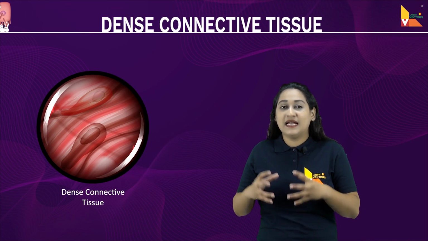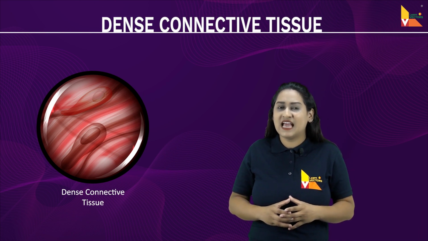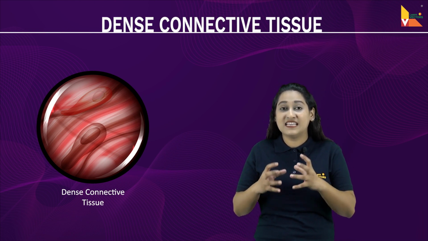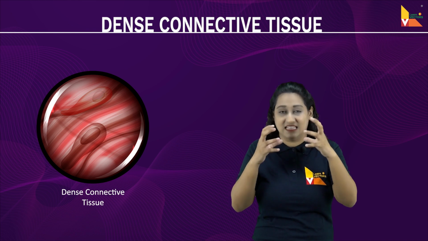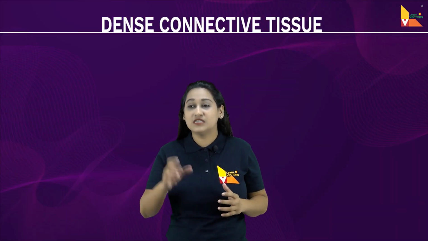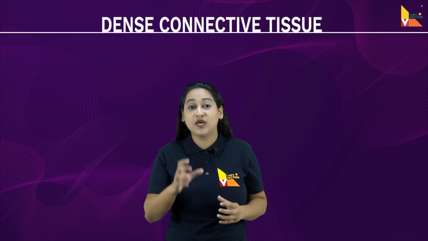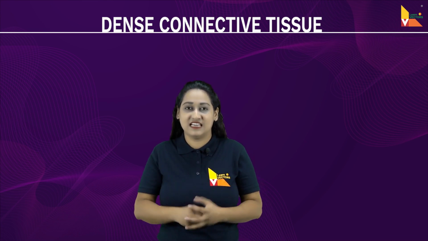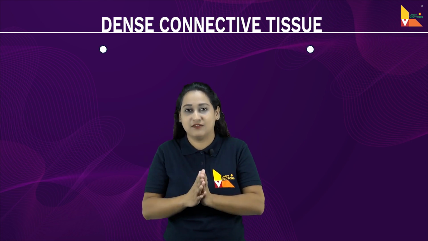Moving on to the second section, dense connective tissue, the second type. What do you mean by dense connective tissue? What did I say about loose connective tissue? I said that the cells are loosely arranged. And why do we use the term dense connective tissue? Because the cells are densely arranged. So this is the difference between loose and dense connective tissue.